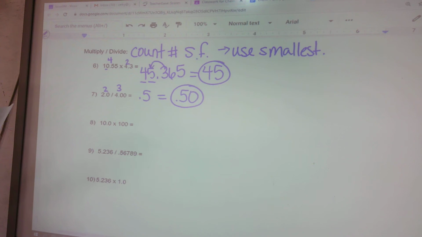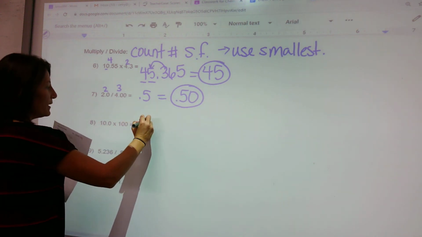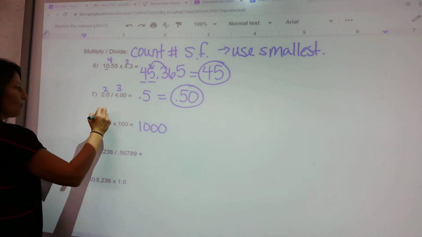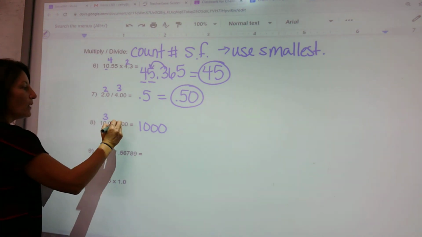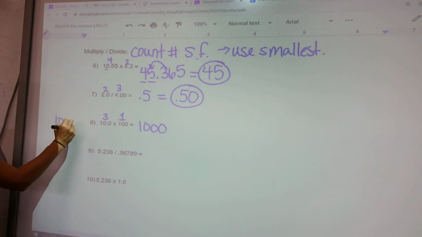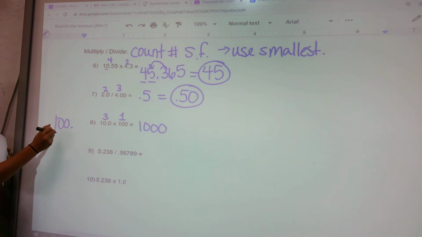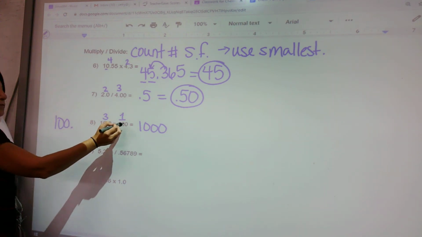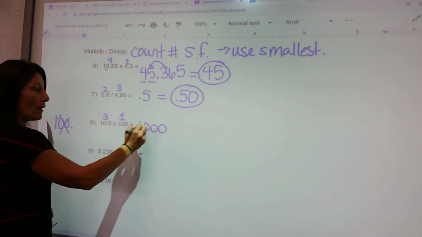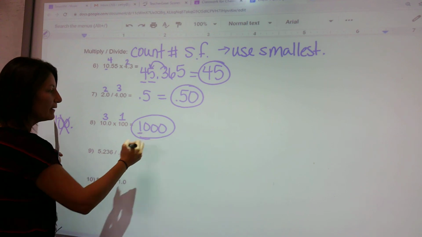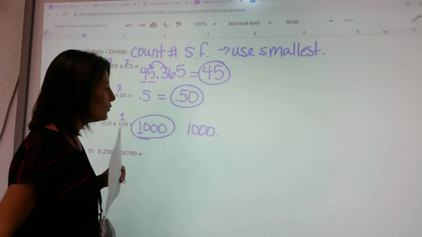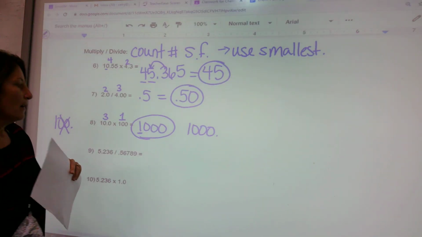On number 8, if you plug it into the calculator it will give you that answer, 1,000. Now 10.0 has 3 significant figures, 100 only has 1. Now if the 100 looked like this with a decimal, that tells you I measured exactly 100, it would have 3. But there is no decimal, so it's only 1. So my answer can only have 1, and right now it does. That 1 is the only significant figure. Now if I write 1,000 with a decimal, that would be 4 significant figures. But that is not what I need.